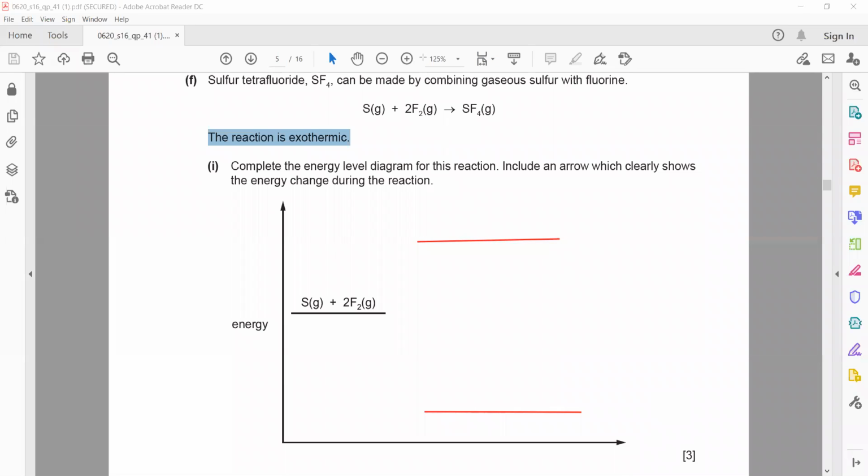Because it's an exothermic reaction, I should make the product down, and the arrow should point from reactant to product, downwards. And I will write the product, SF4 in a gaseous state. That's it. Is it clear? This is the energy diagram for an exothermic reaction.